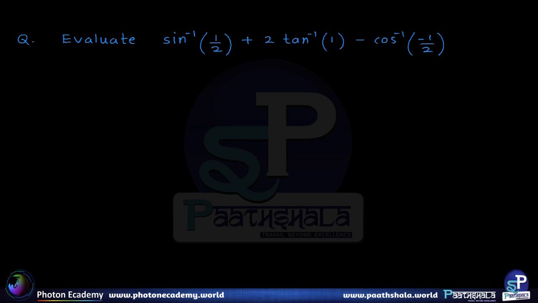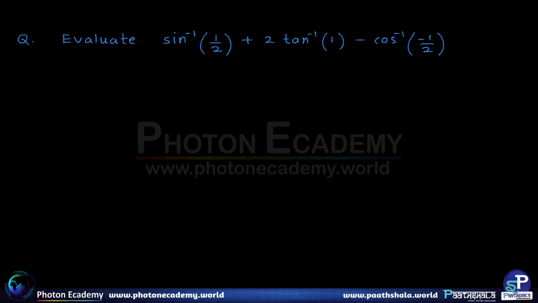For sine inverse of half, we have to ask the question: what is that angle lying in the principal value branch of sine inverse, that is minus pi by 2 to pi by 2 closed interval, whose sine is 1 by 2? Now we know that that angle is nothing but pi by 6, that is 30 degrees, plus 2 times tan inverse of 1.